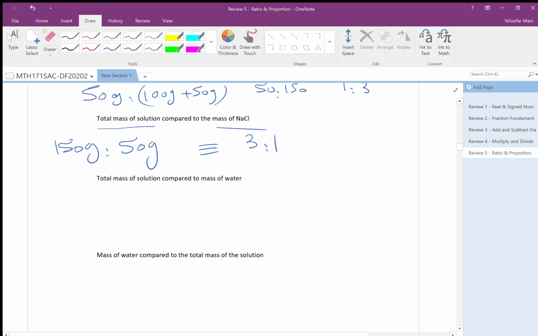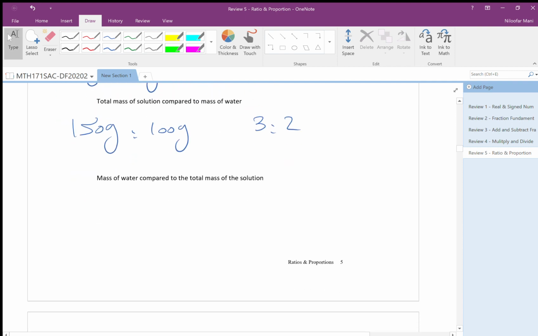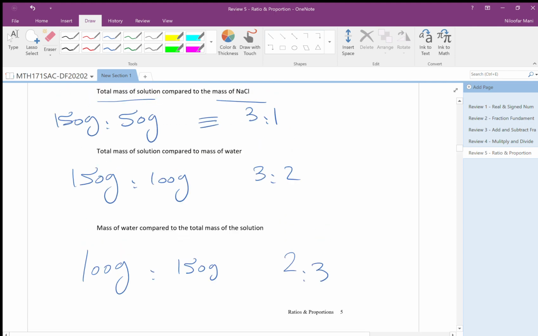Mass of total compared to mass of water this time. Okay, so mass of total, which is this, over water, which is 3 over 2. Okay, so I simplify it. How do I simplify? I cancel 50 and 50. Mass of water compared to mass of total solution. Yes, okay, so 100 to 150, which is 2 to 3. Right?